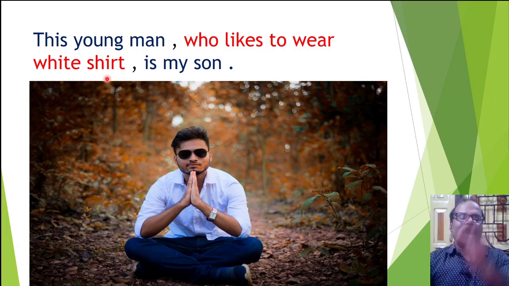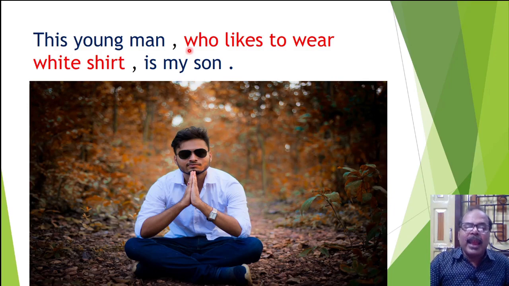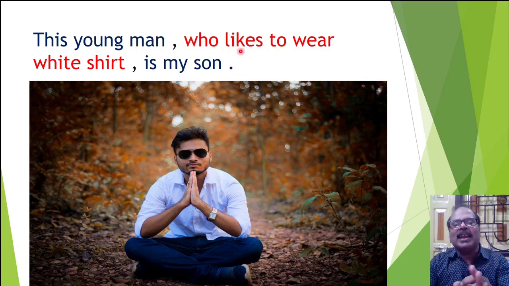Why did I say that there is a sense of a coordinate clause in this? This young man and he, this is a young man and he likes to wear, this young man and he likes to wear white shirt, or this young man is my son and he likes to wear white shirt. Actually this additional information can function like a coordinate clause. In a separate video I will discuss non-defining clause, particularly the difference between defining and non-defining clause, and particularly the use of comma.